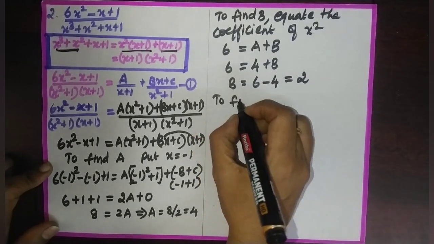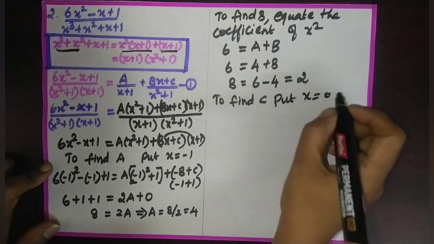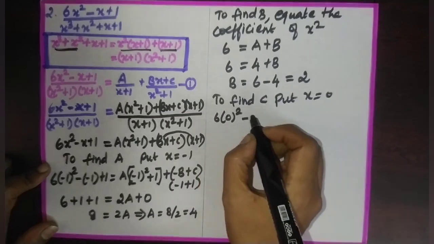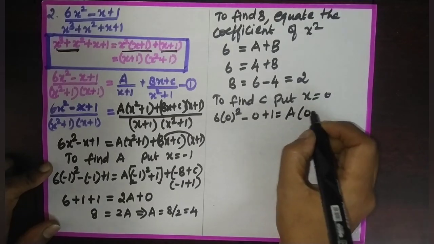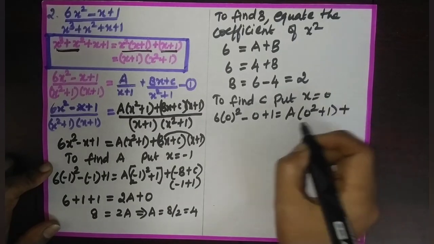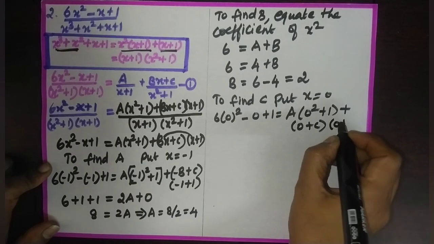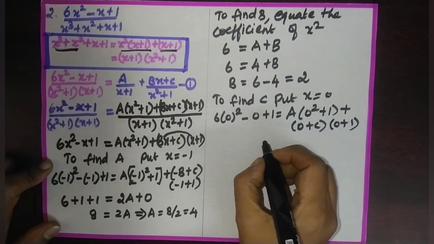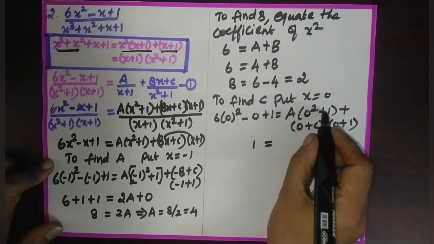Next, to find c, put x equal to 0. 6 into 0 square minus 0 plus 1 equal to a, 0 square plus 1. b into 0 is 0 plus c. In the place of x, substitute 0 plus 1. 6 into 0 square, that is 0, minus 0 plus 1. Then we get 1 in the left hand side. 0 square is 0, 0 plus 1 is 1.